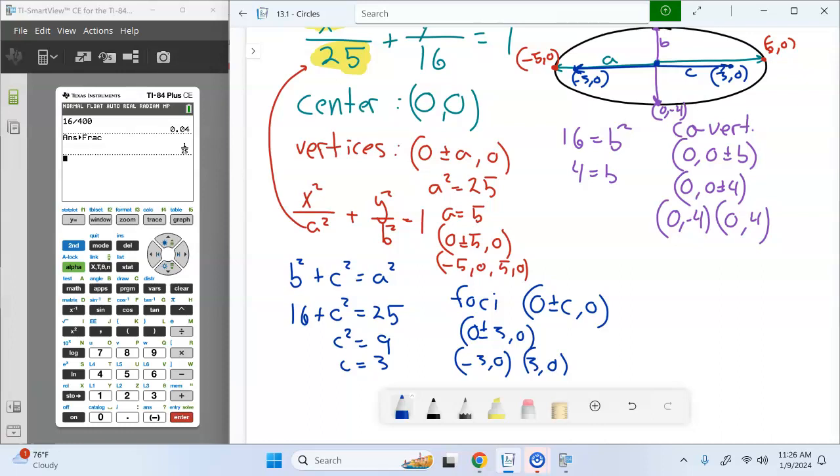If we had a vertical ellipse, we would just change whatever we did to the x to the y, and vice versa. We'll do that momentarily. Questions so far?